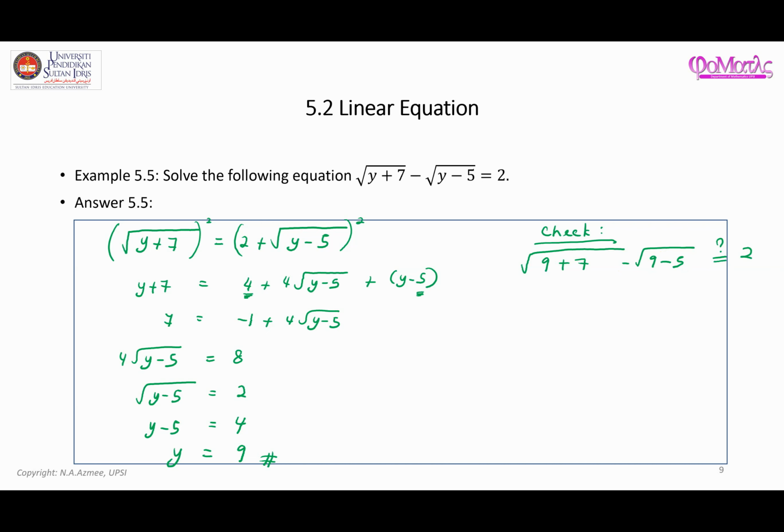So for this one, let's just focus on this part. 9 + 7 is 16, then the square root of 16 is 4. 9 minus 5 is 4, and the square root of 4 is 2. Therefore, 4 - 2 is equal to 2. And that is correct. Therefore, y equals 9 is our solution. Okay. Next.